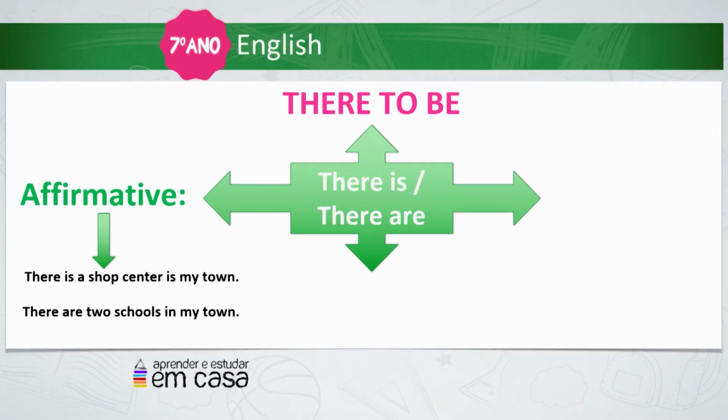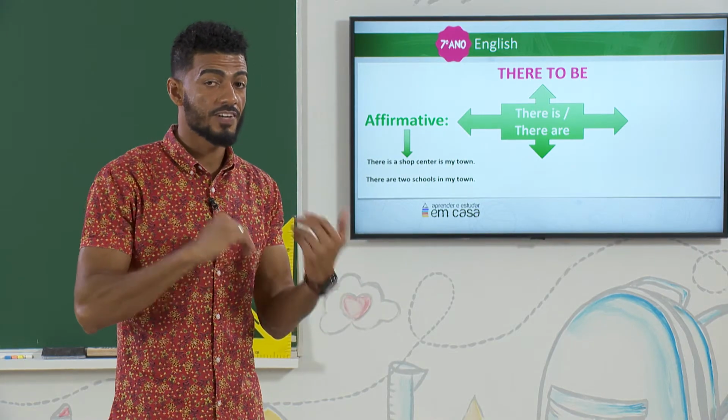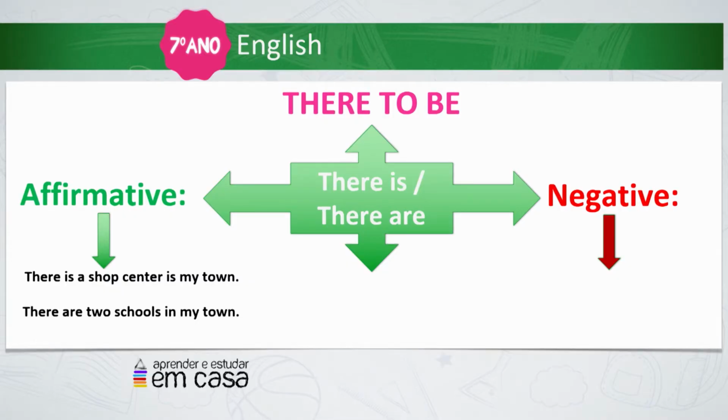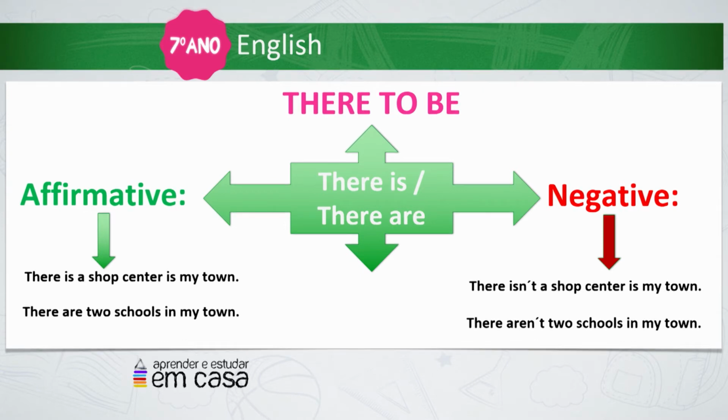On the other hand, we have negative sentences too. In a negative sentence, we have there isn't a shopping center. When we don't have any shopping center, we say there isn't, in singular. Also, we have another example. There aren't two schools in my town. When you don't have two or more schools.